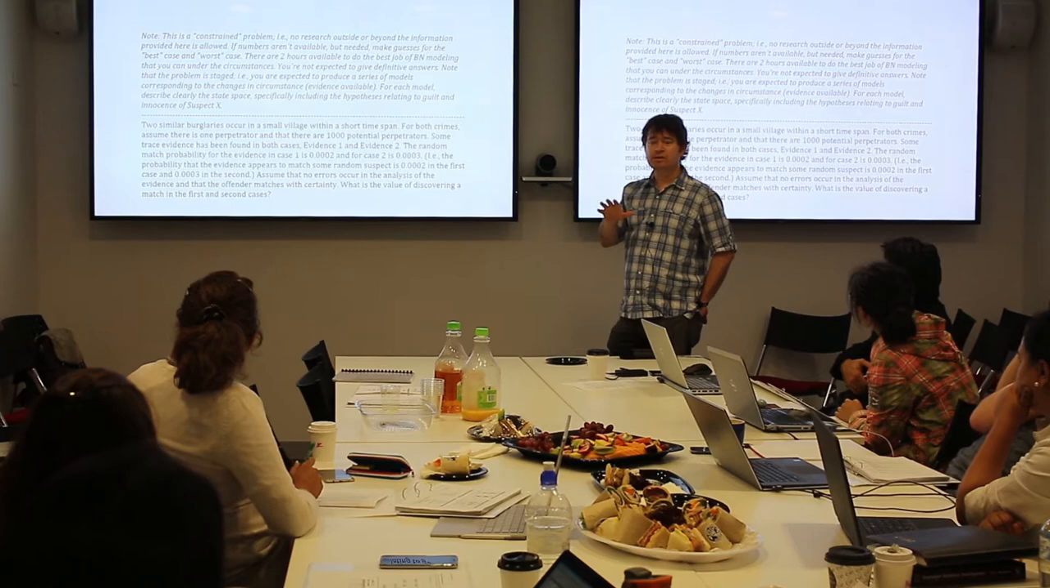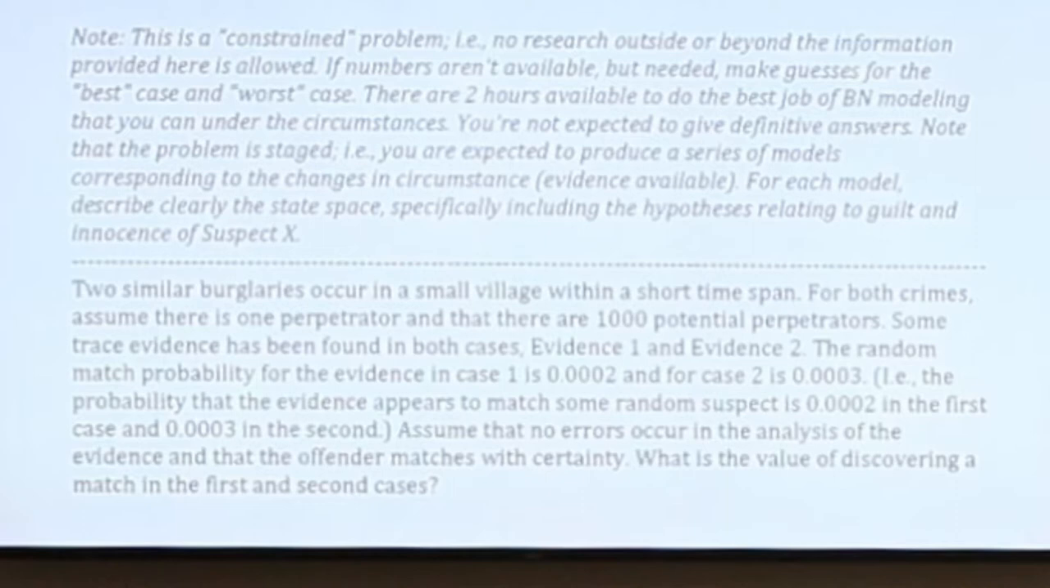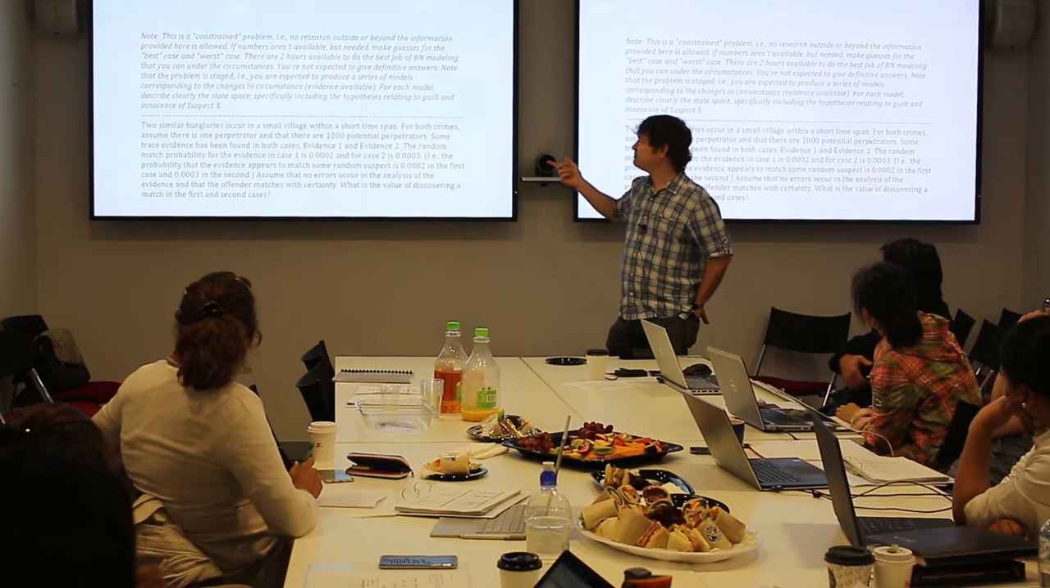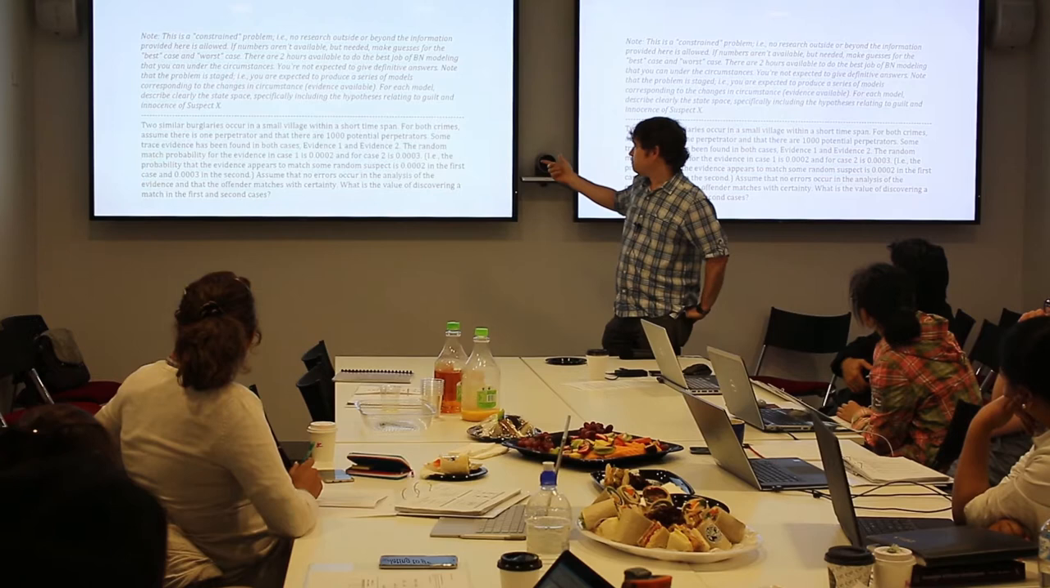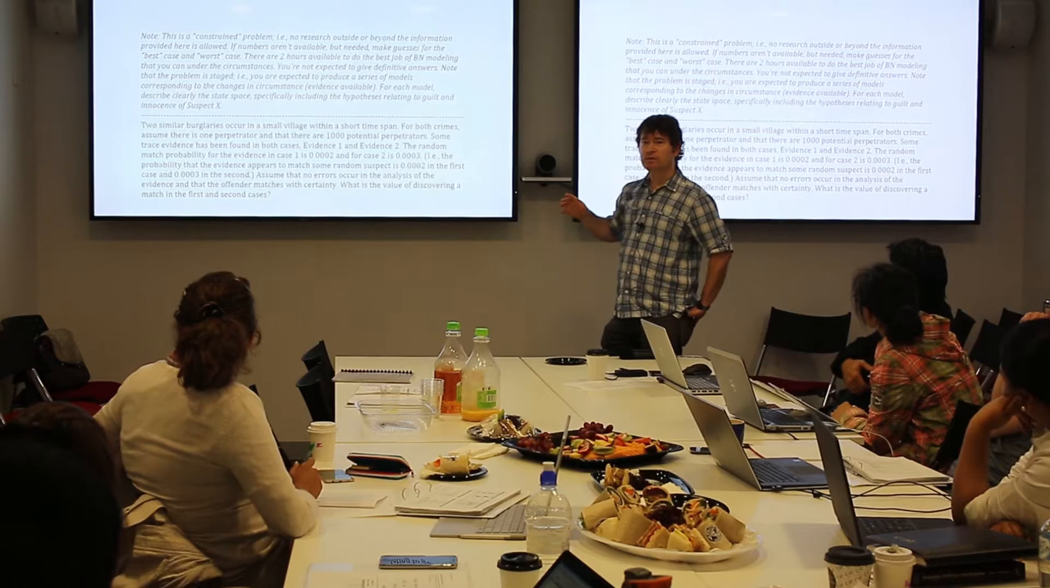Some trace evidence has been found in both cases, evidence one and evidence two. The random match probability for the evidence in case one is 0.0002. So that's, what is that, a fifth of... no, sorry, two hundredths of a percent. Anyway, and for case two it is 0.0003. And so what is random match probability? It means if you got just some random person that didn't commit the crime, what would the probability be that that evidence matched the randomly chosen suspect?